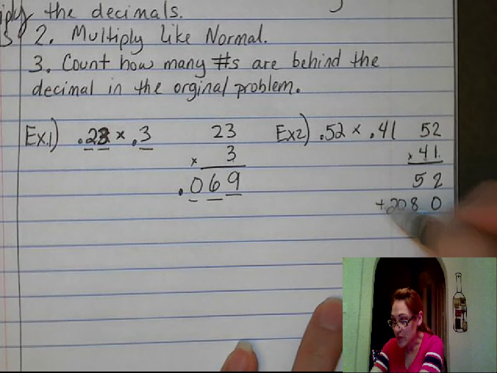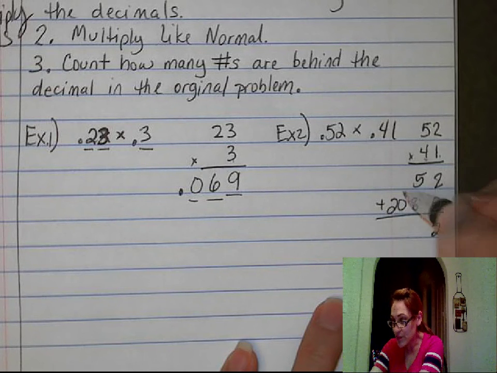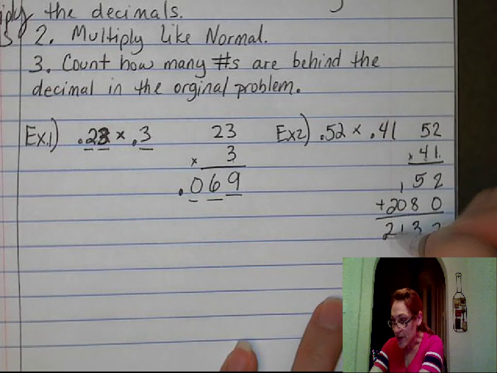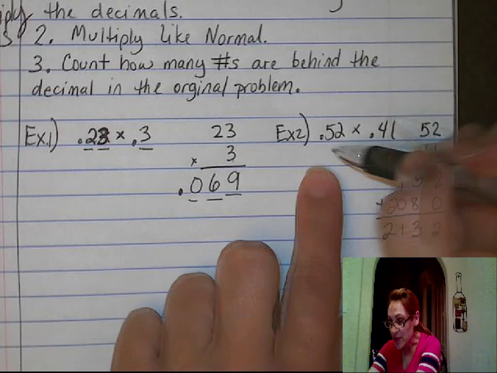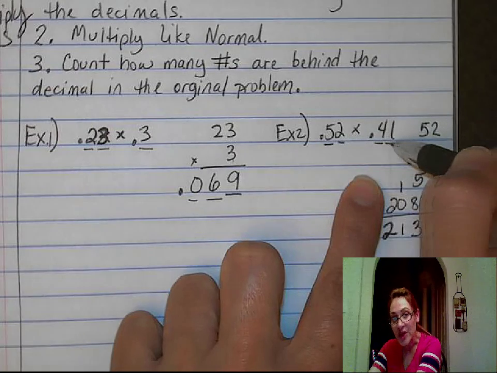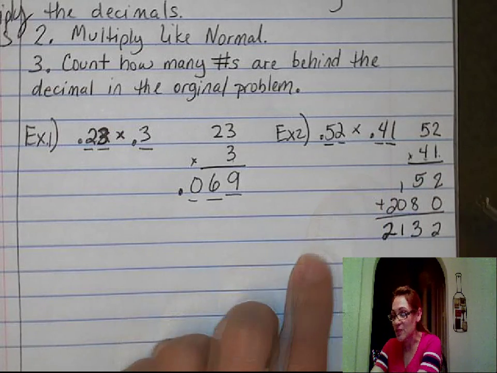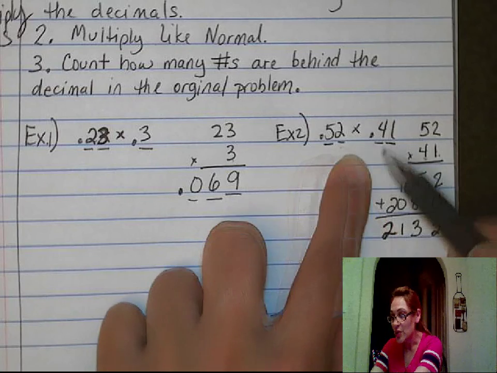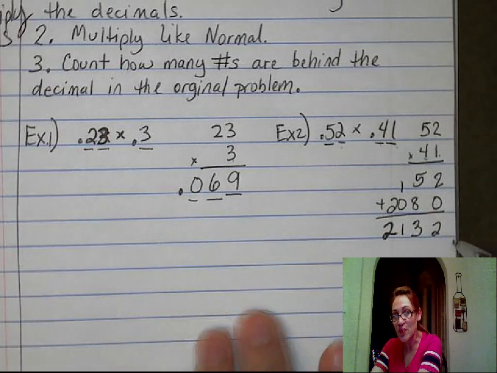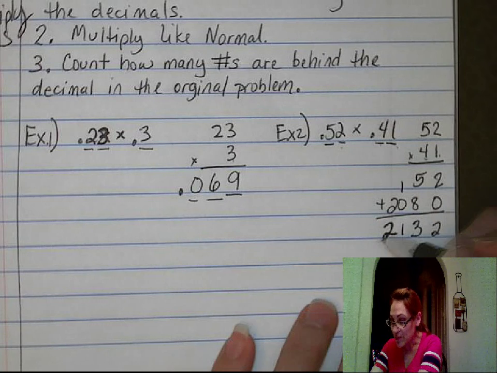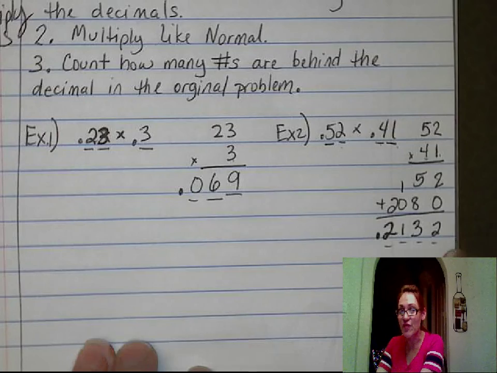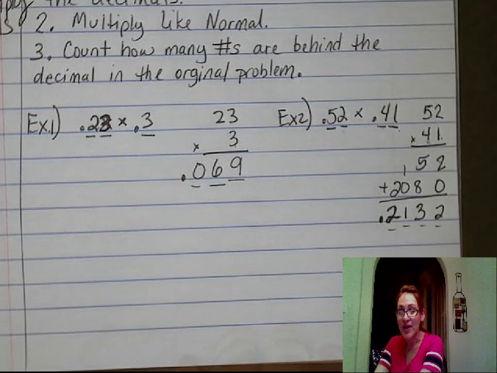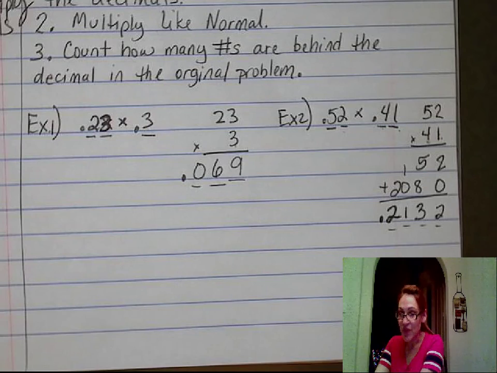Okay, so let's add this. 8 plus 5 is 13, carry your 1. Oops, that should be a 2. Now we're going to go back to the original problem. We're going to count how many numbers are behind the decimals, and that's how many numbers need to be behind the decimal in your answer. So here's 1, 2, 3, 4. That means the decimal has to have 4 numbers behind it, and we place it here. There's 1, 2, 3, 4, right? So you have 4 numbers behind your decimal, and there's your answer.